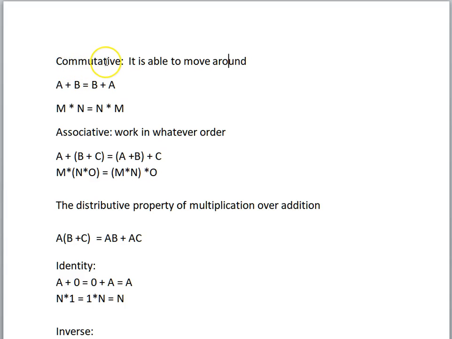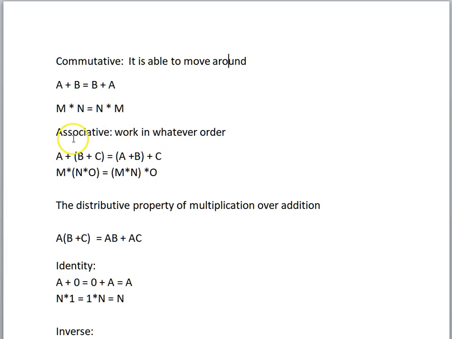All right, so the commutative property is what it sounds like. It can commute. It can move around within the expression. And there's two different types. One is addition and one is multiplication. And these are the most simple examples of it. I have A plus B equals B plus A, or M times N is the same as N times M.